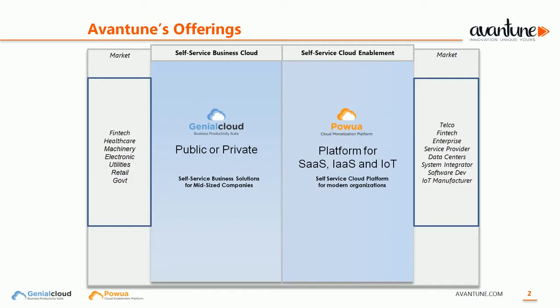Firstly, Avantune's main offerings. Genio Cloud, which we're not going to jump into in too much detail today, is a suite of productivity applications focused towards the SMB market. As you can see on the left, some of the verticals that we serve. The platform is designed for the enterprise market, as these organizations have complex infrastructure with a mixture of on-prem and cloud environments and are normally in a transitional state where they're requiring more cloud technologies or looking to migrate.